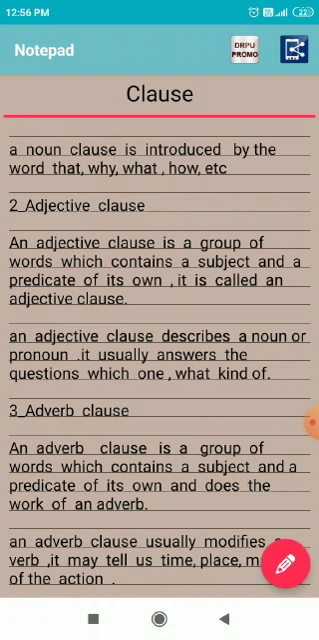The clause has three kinds, and the phrase also has three kinds: noun clause, adjective clause, adverb clause; whereas the phrase has noun phrase, adjective phrase, and adverb phrase.